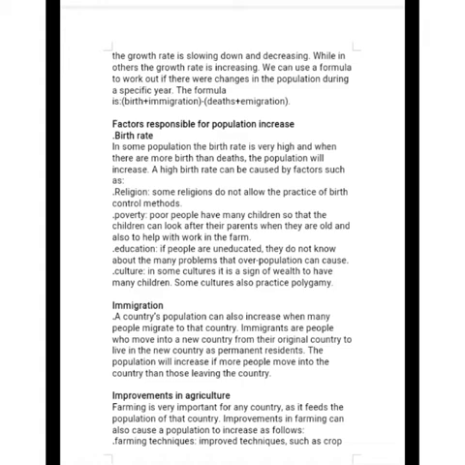Education. If people are uneducated, then they do not know about problems that overpopulation can cause to an environment. Culture. In some cultures, children are seen as a sign of wealth, and some cultures also practice polygamy, which means marrying more than one wife.